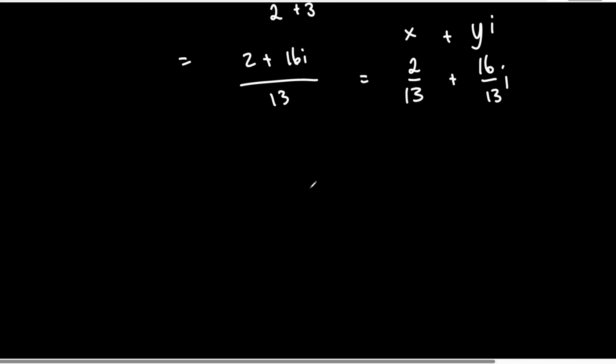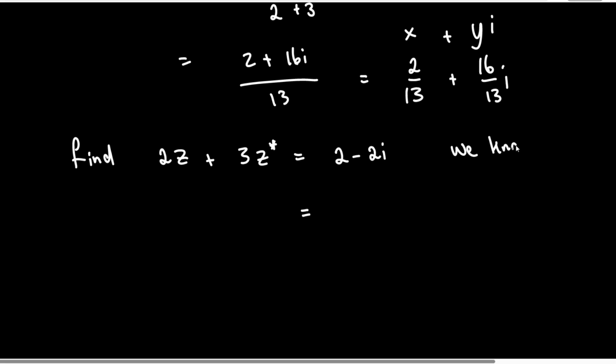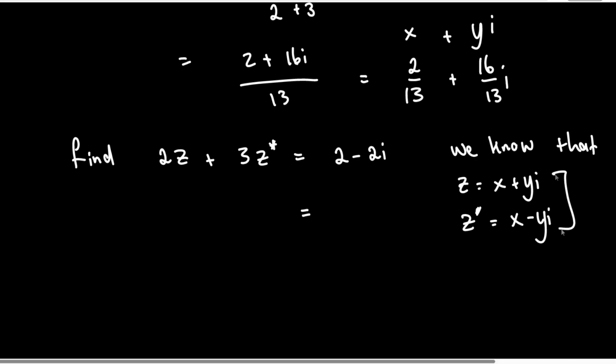Okay, let's look at another problem. What if they ask you to find something like this: 2z plus 3z star is equal to 2 minus 2i. Let's use this case as an example. What do we know? Firstly, we know that z is equal to x plus yi, and the conjugated form is x minus yi. I can use this information to substitute into my problem. So I can say 2 times x plus yi plus 3 times the conjugated form, x minus yi, is equal to 2 minus 2i.